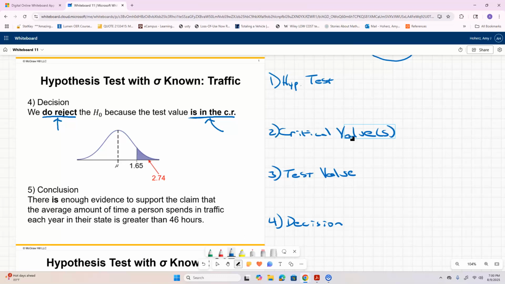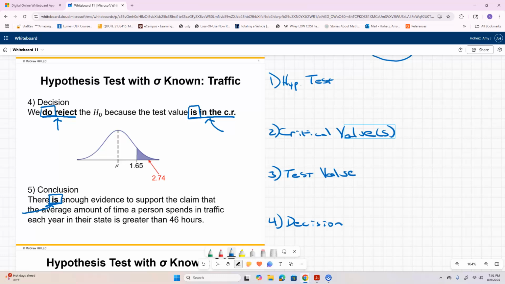There's going to be a blank here, and that's all that you'll have to fill in. You don't have to write the whole sentence out. You just have to fill in the blank with is or is not. There is enough evidence, there is not enough evidence. So remember, in this case, because it was in the critical region, we do reject, and there is enough evidence.